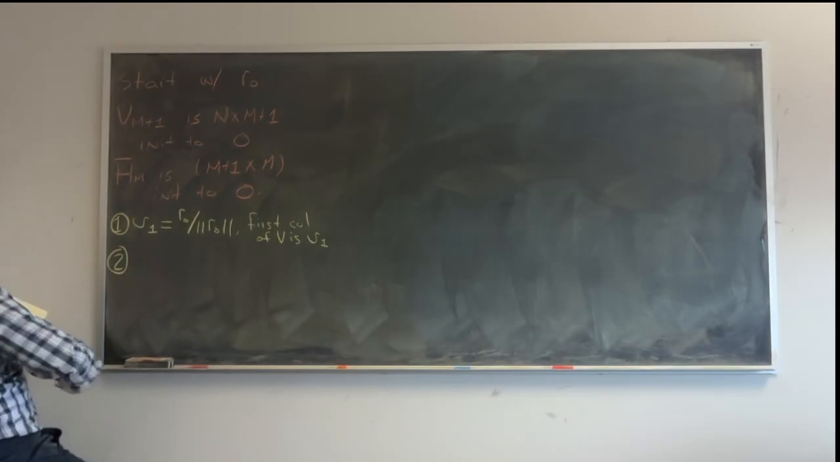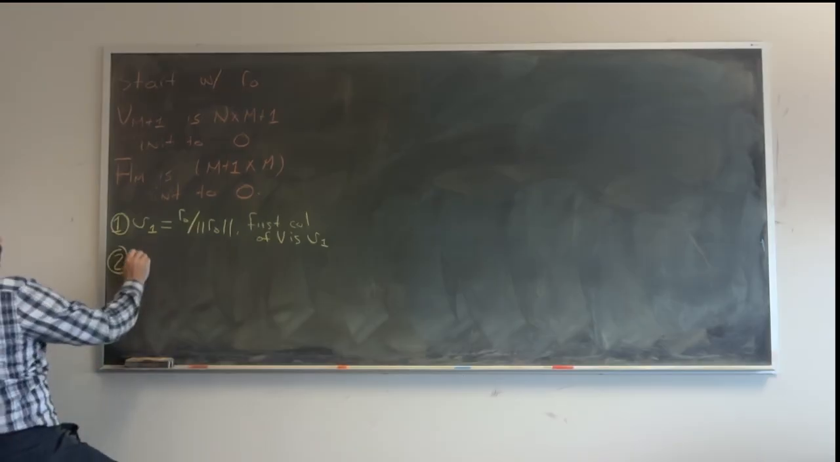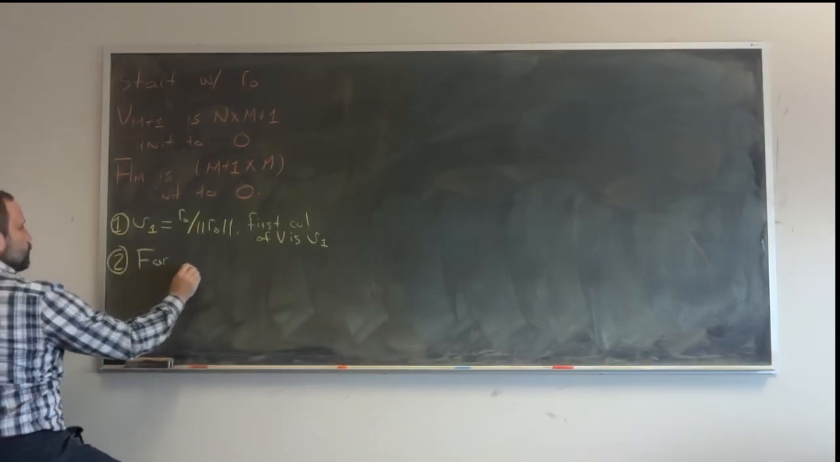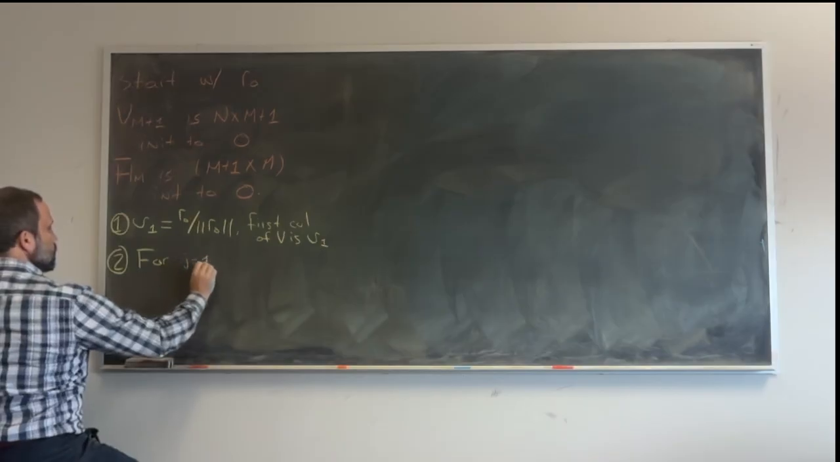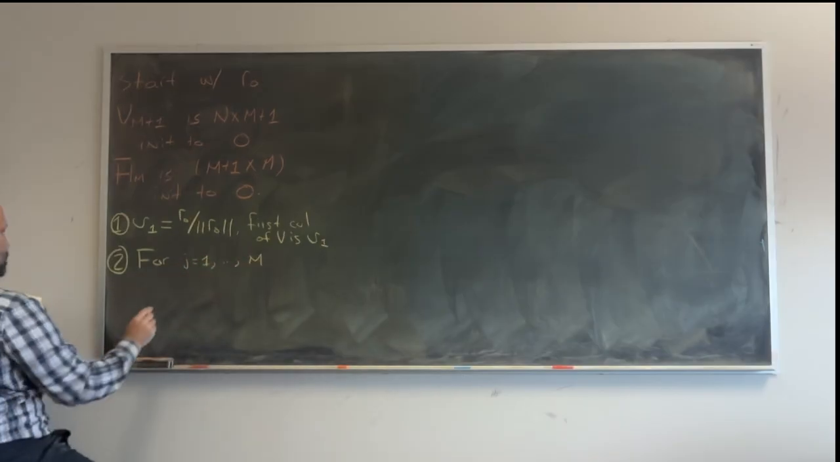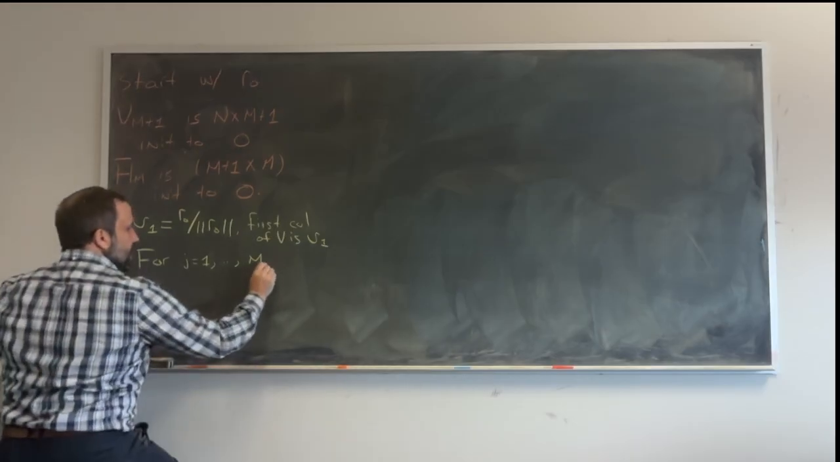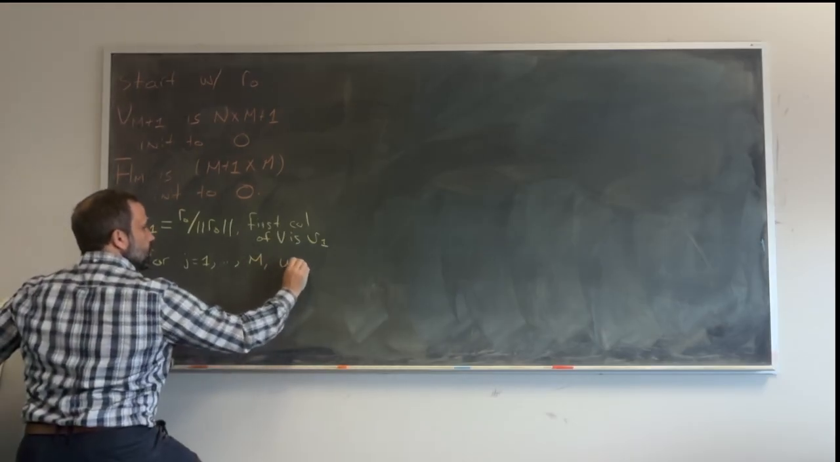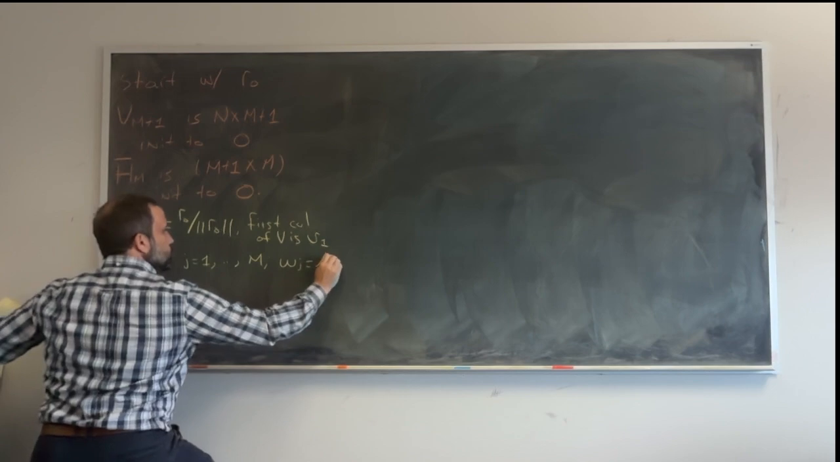Now, this is sort of the iterative loop here. So there's going to be 2 loops here. For j equals 1 to m, we're going to do the following. We're going to compute wj, which is going to be equal to A vj.